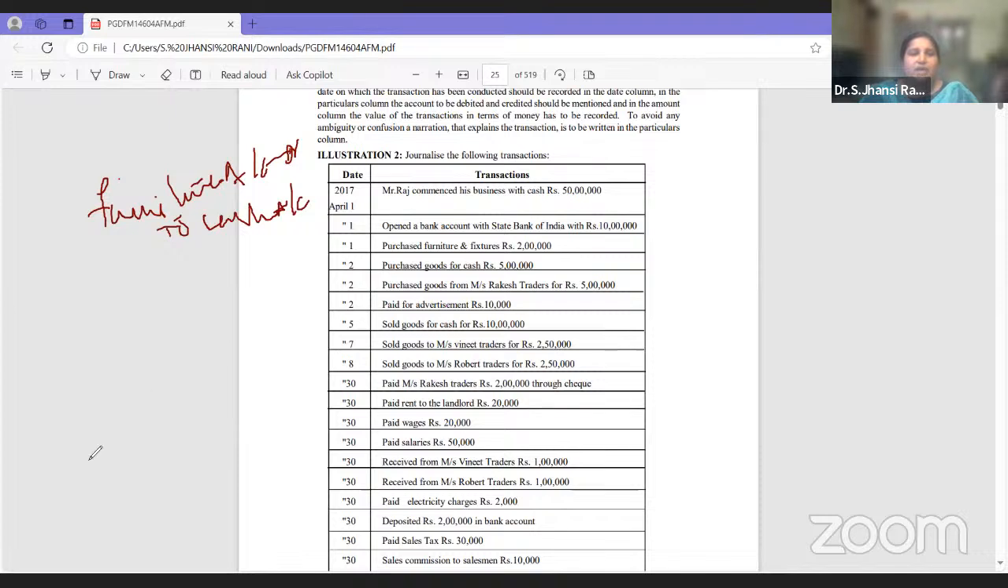Furniture account debit to cash account. Like this. Similarly, if you look at here, purchased goods for cash. What the first one was, furniture. Furniture means an asset. Asset means which we will purchase only once and it will run for the business for n number of years. So that is furniture.